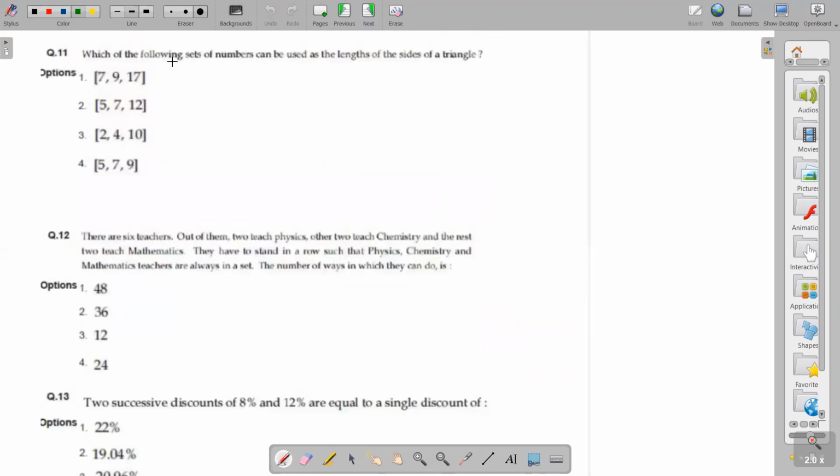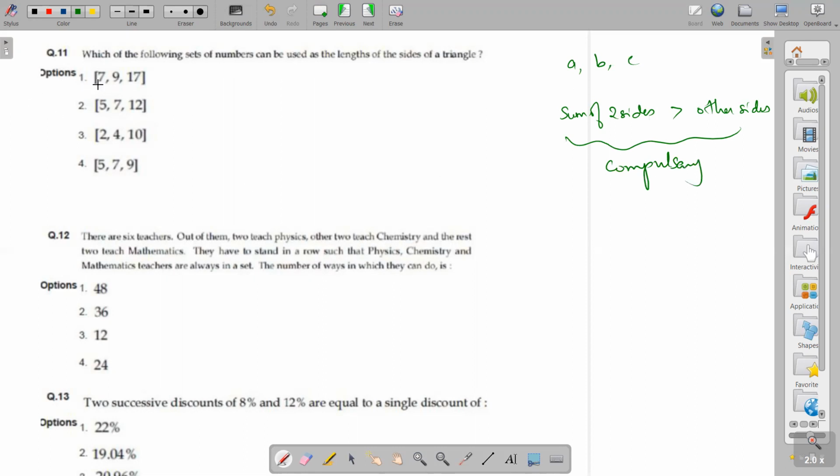In this question, which of the following sets of numbers can be used as the lengths of the sides of a triangle? Let the sides of the triangle be A, B, C. In any triangle, the sum of two sides has to be greater than the other side. This is mandatory, compulsory.